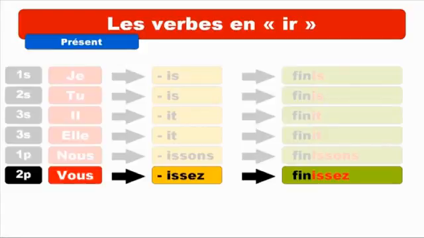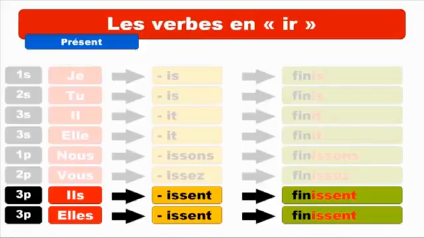Repeat. Vous finissez. Okay. And last but not least, for ils and elles, at the plural form, you get "issent", I-S-S-E-N-T. Okay, and as usual for the verbs, you know, this E-N-T is not really pronounced. It only gives you the pronunciation of the s. So for the verb, you will get ils finissent. Repeat. Ils finissent. Okay, and then elles finissent.